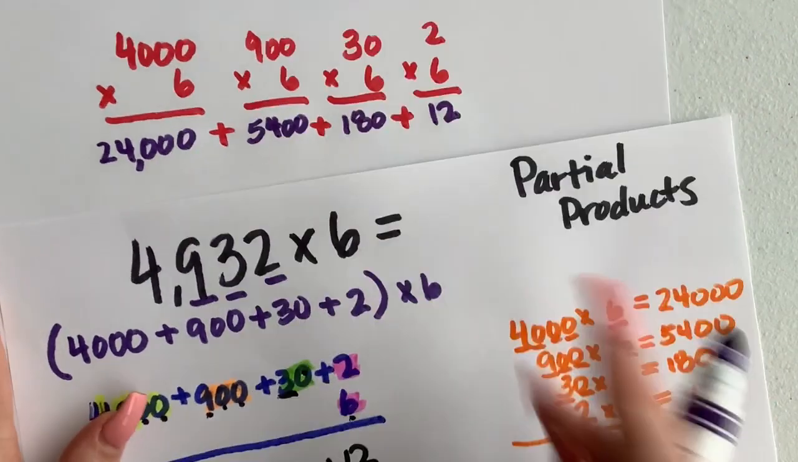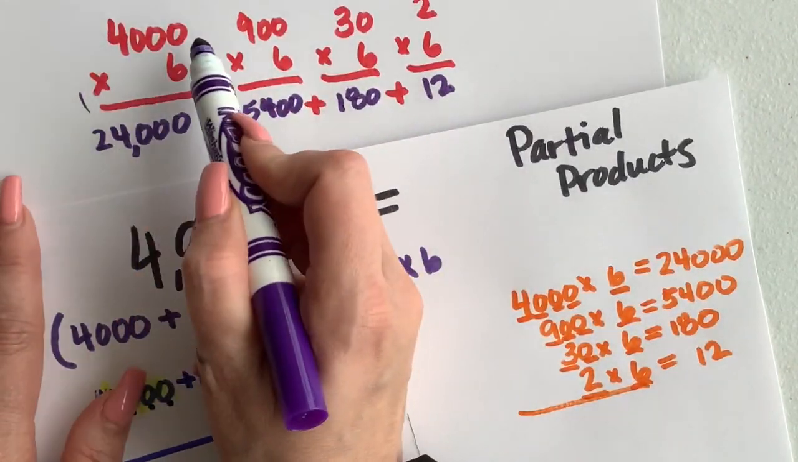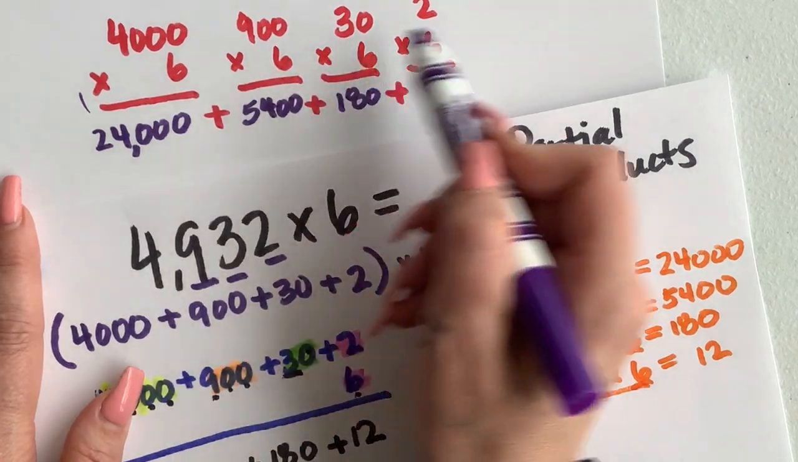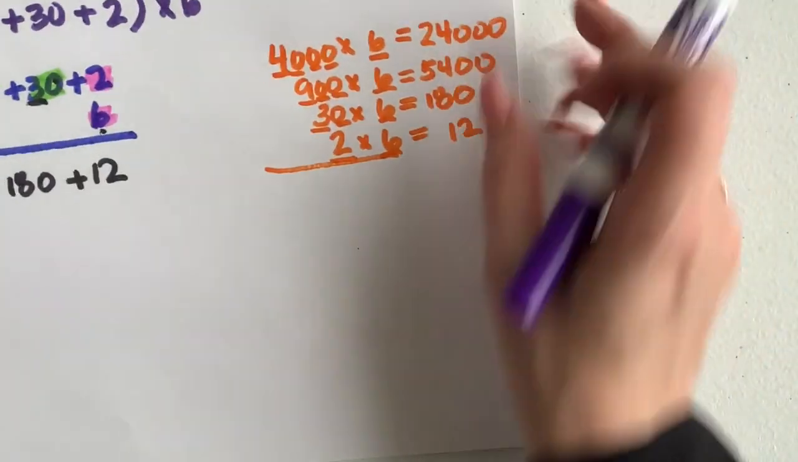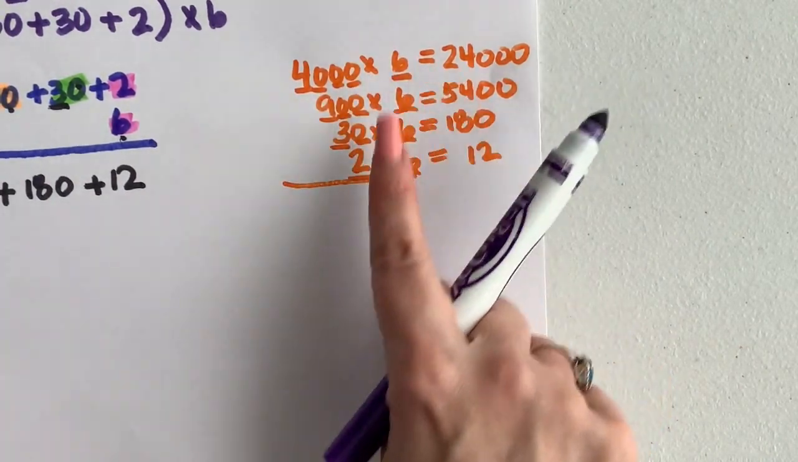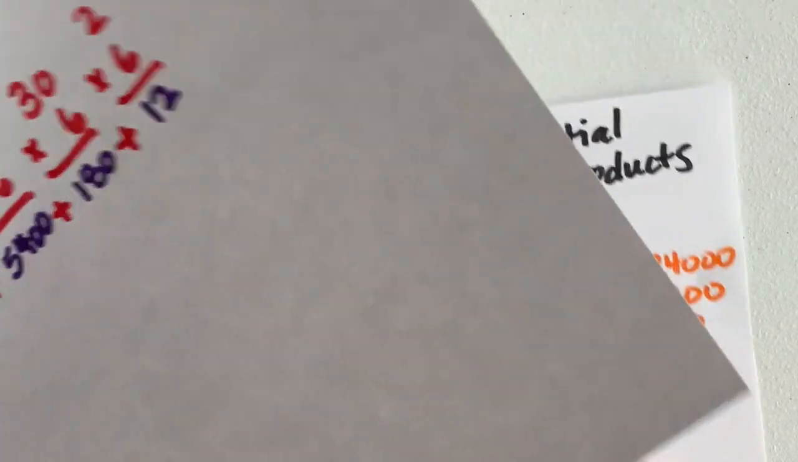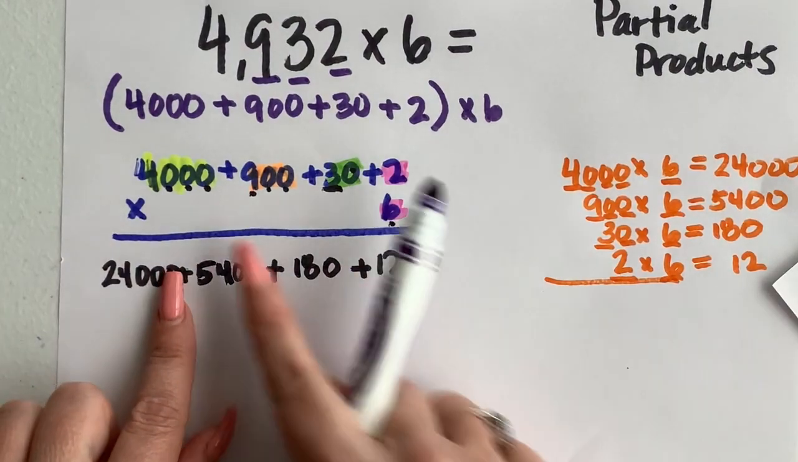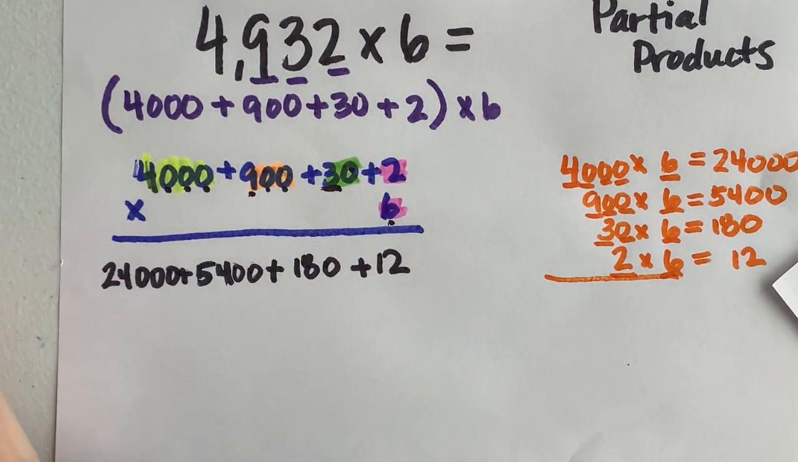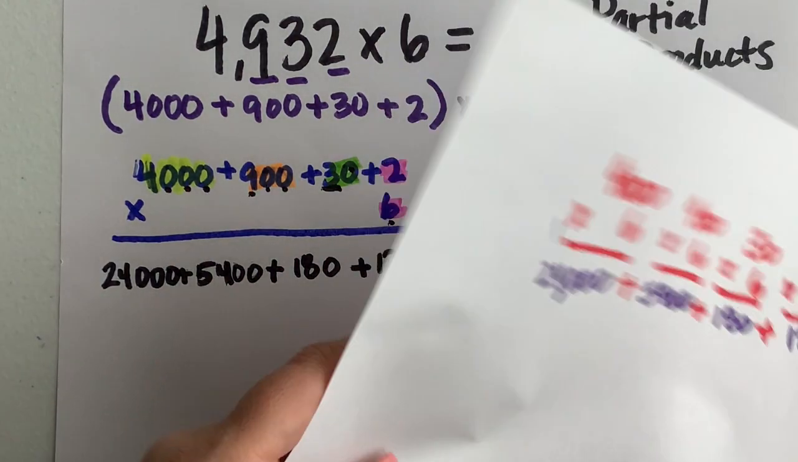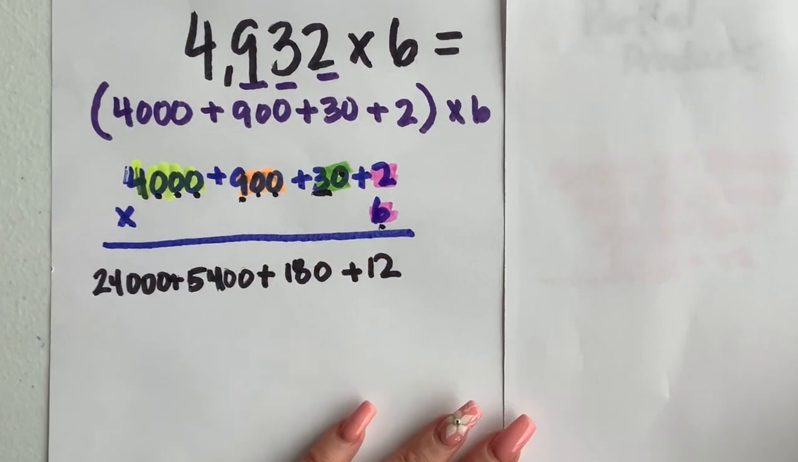It does not matter. If you want to set it up this way where you've decomposed and then you multiply each piece by that factor, or if you want to write it like this and multiply each piece by 6, or if you want to multiply each piece like this, those are all correct ways. It doesn't matter what way works best for you.